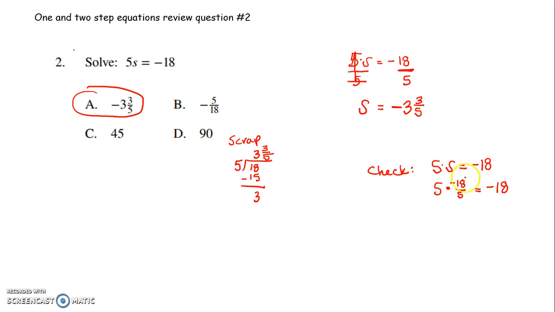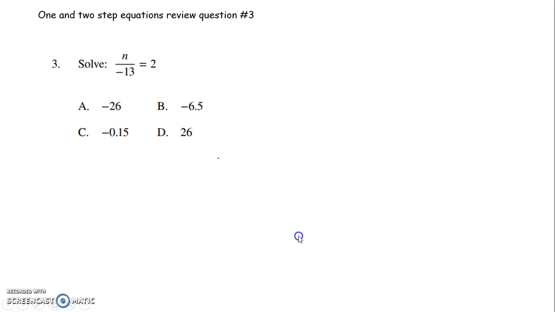Well, how do I multiply fractions? We put 5 over 1. I can multiply straight across the top, straight across the bottom. Or I could simplify first. 5 goes into 5 once. 5 goes into 5 once. So a positive times a negative is a negative. 1 times negative 18 is negative 18. Oh, yay! It checks. Which means our answer of negative 3 3/5 was correct. That's the only reason we do checks, to double check that this answer is right. Let's go on to the next one.